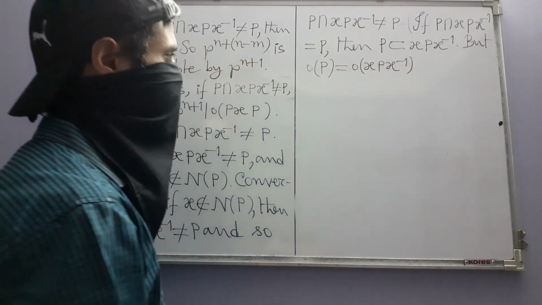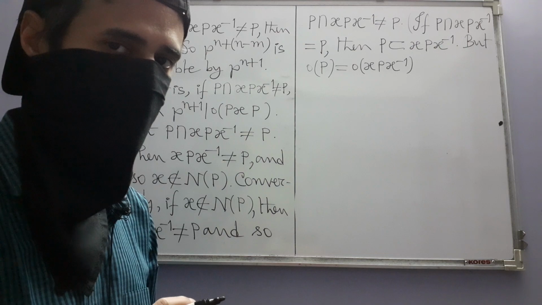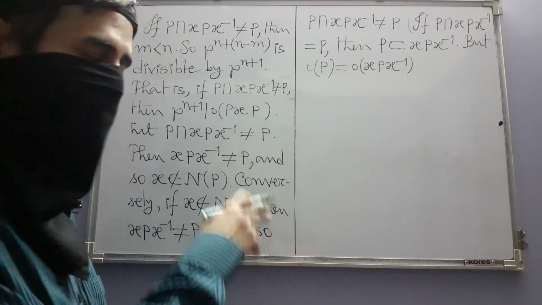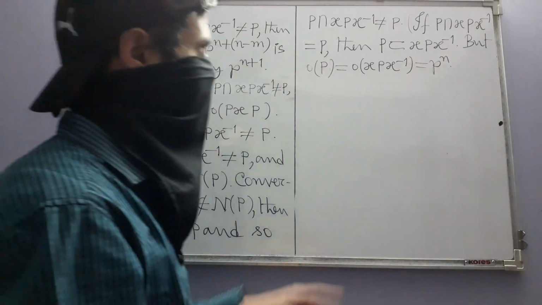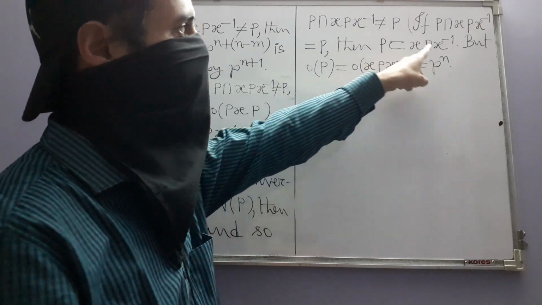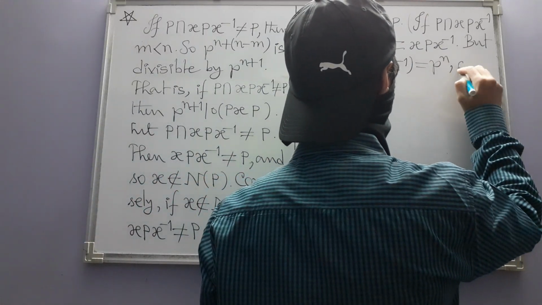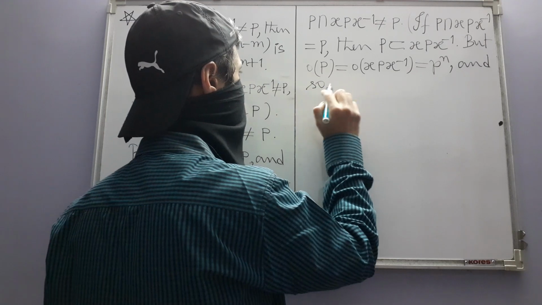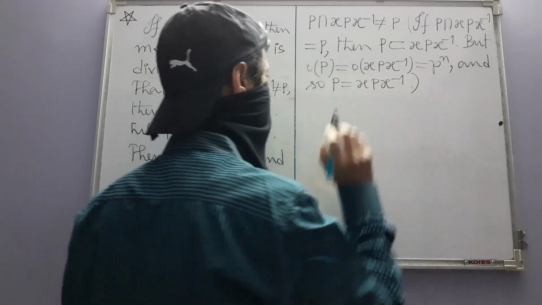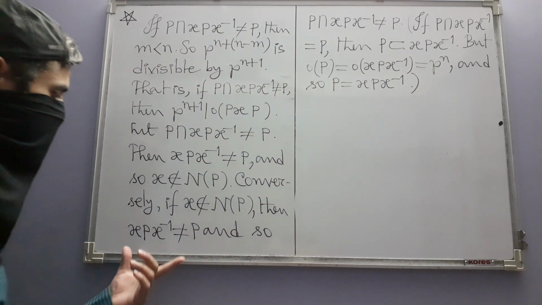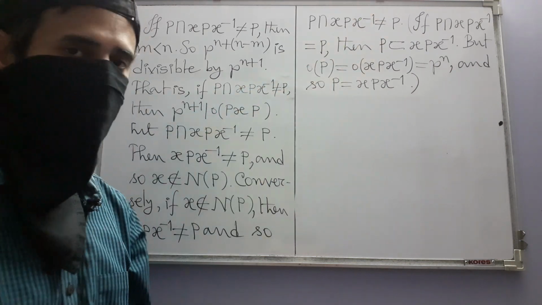We know that any finite subgroup and its conjugate by an element have the same number of elements. We already know that from a previous exercise. So if you have two finite sets, one contained in the other, and both have the same number of elements, then they have to be equal. And so P has to be equal to xPx⁻¹, and that is why this inequality must imply that this intersection is not equal to P.